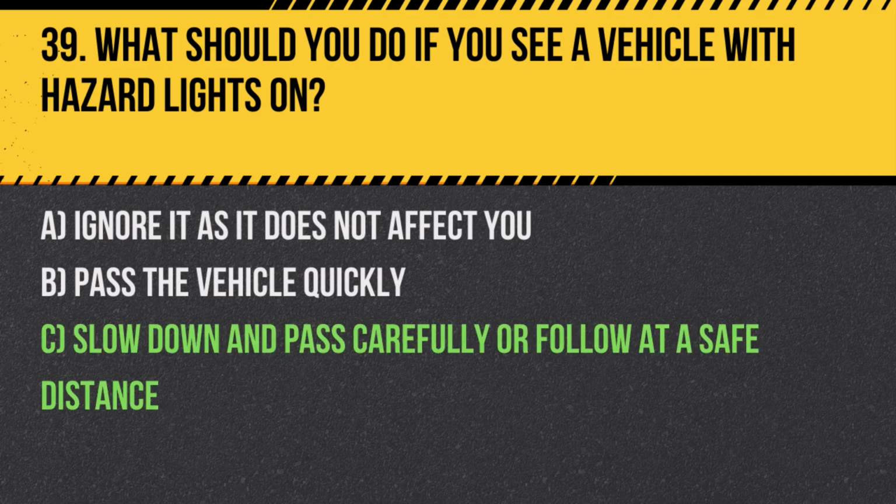Answer. C. Slow down and pass carefully or follow at a safe distance. When you see a vehicle with hazard lights on, it may be experiencing a problem, so it's important to pass carefully or maintain a safe following distance.